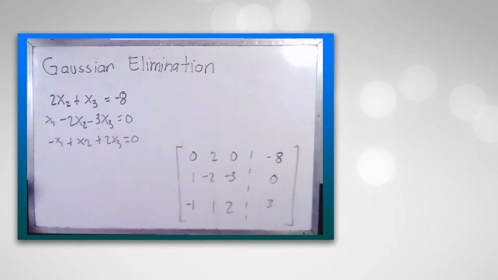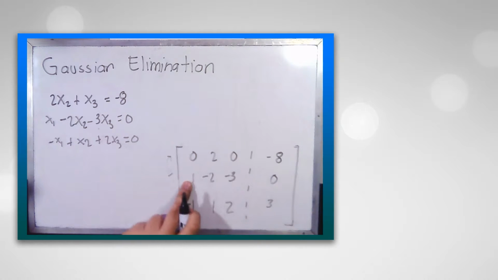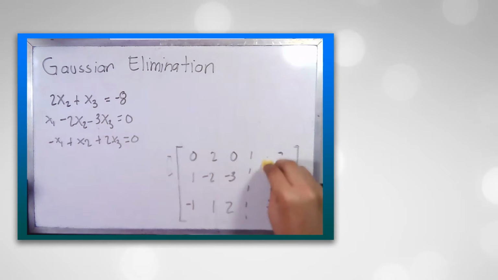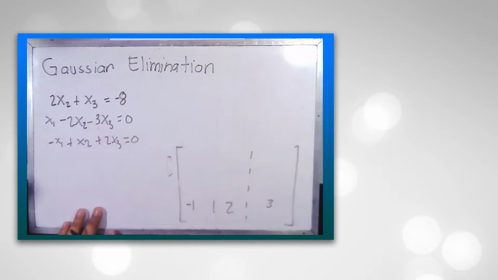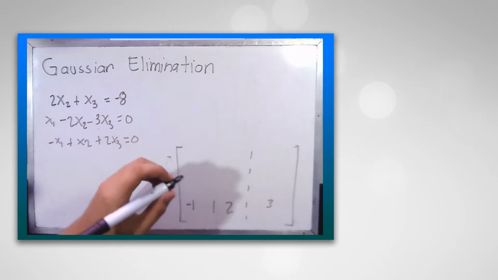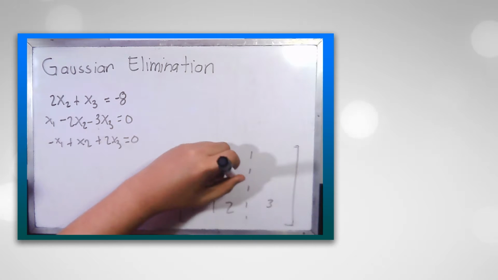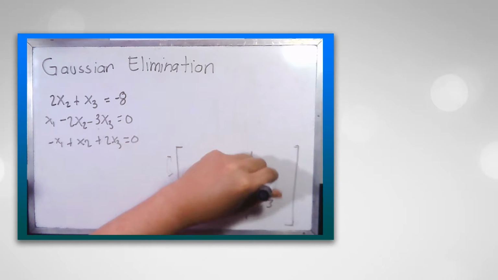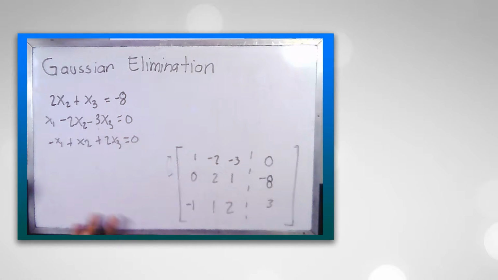So first, let us swap these two because the 0 is beneficial for us. We don't need to reduce this anymore because it's already 0, I guess. So 0, 2, 1, -8, then 1, -2, -3, 0.